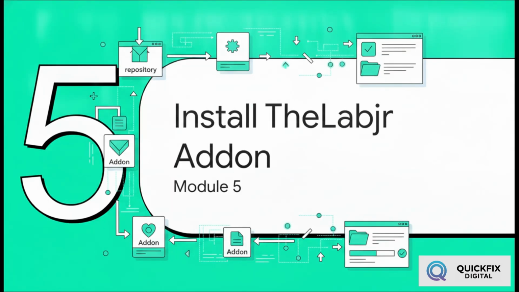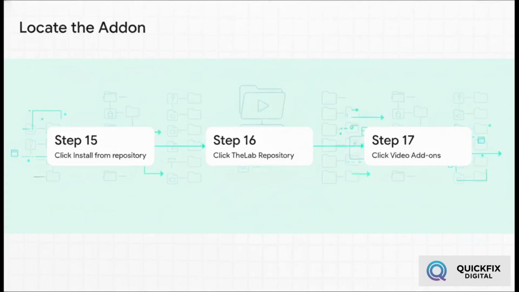Module 5, Installing the LabJR add-on. We are finally at the last phase. The toolbox is securely installed. Now we just need to pull the exact tool we want out of it. To do this, hit Install from Repository, select the Lab repository you just successfully added, and navigate right into the Video Add-ons folder. This isolates the exact package you need from whatever else might be hanging around in the repo.